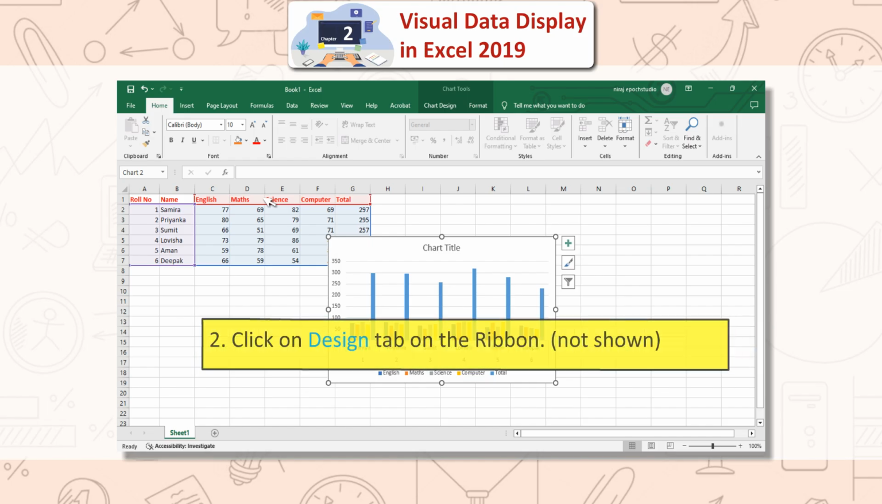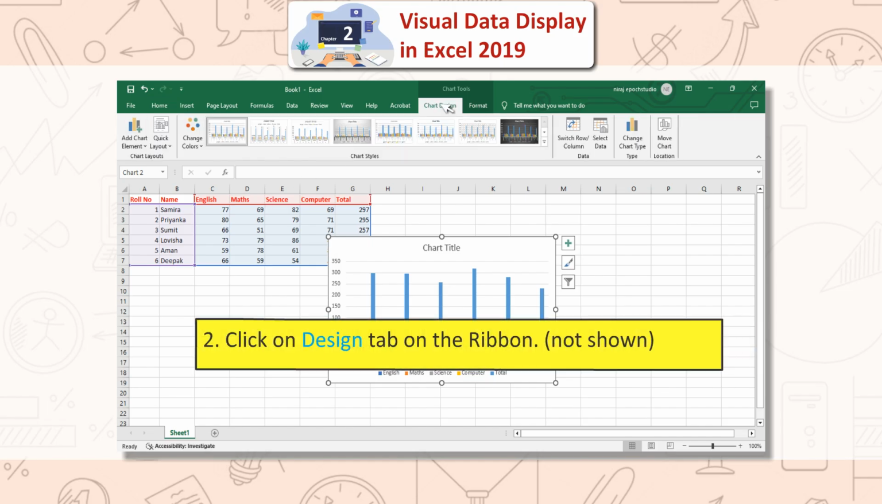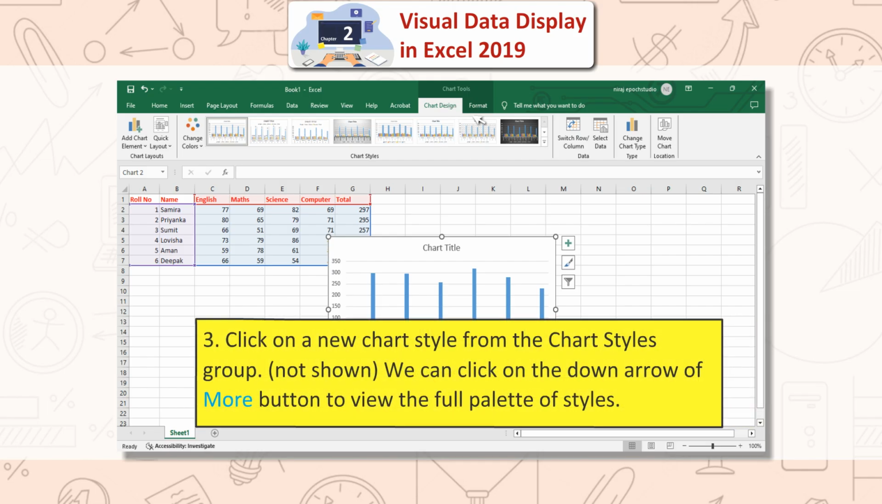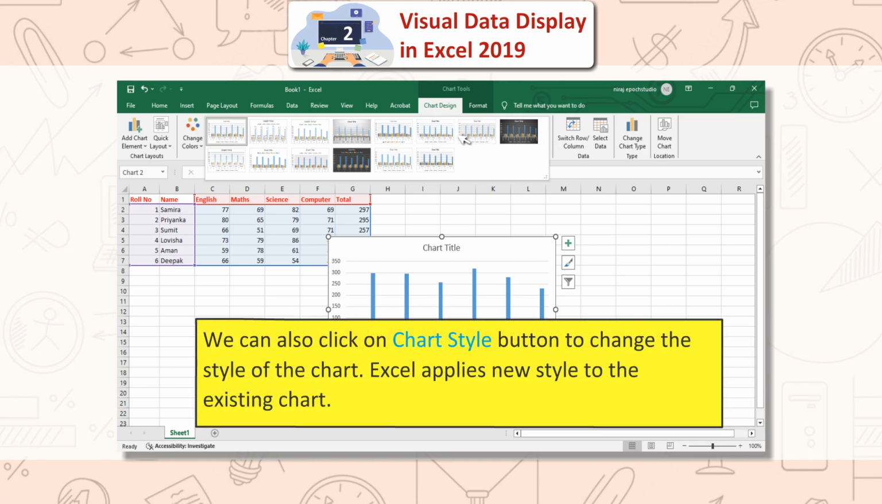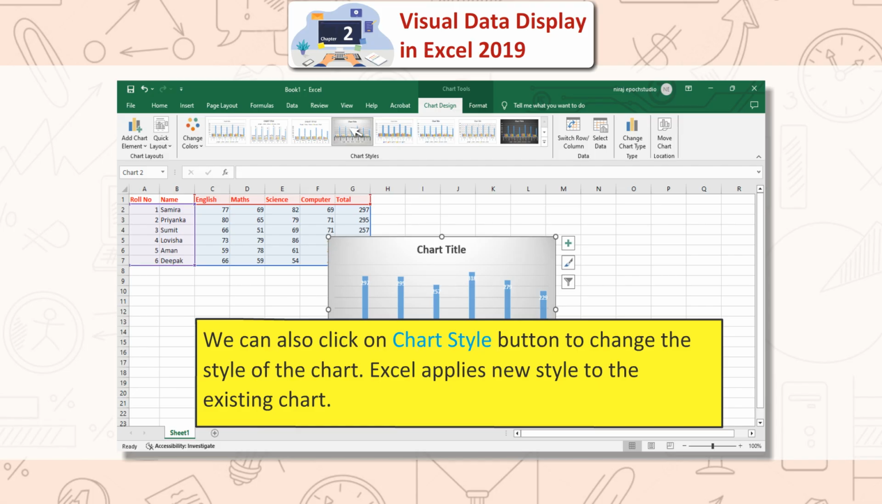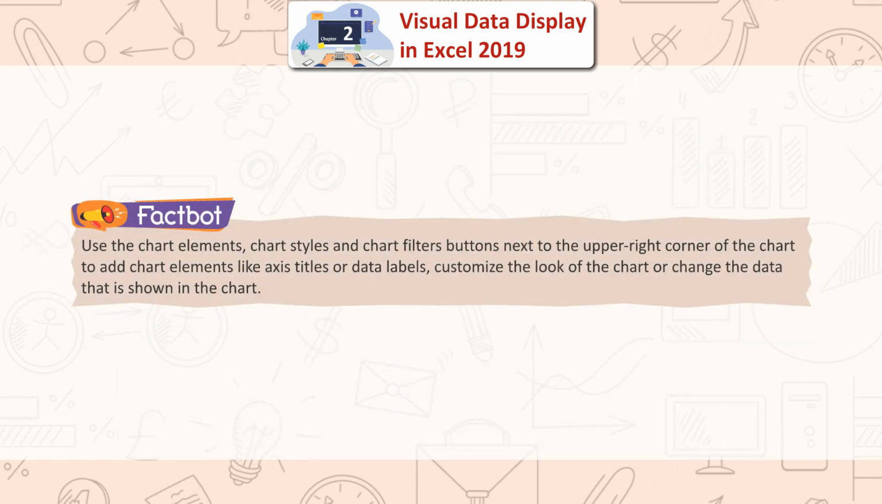2. Click on Design tab on the ribbon. 3. Click on a new chart style from the Chart Styles group. We can click on the down arrow of More button to view the full palette of styles. We can also click on Chart Style button to change the style of the chart. Excel applies new style to the existing chart.